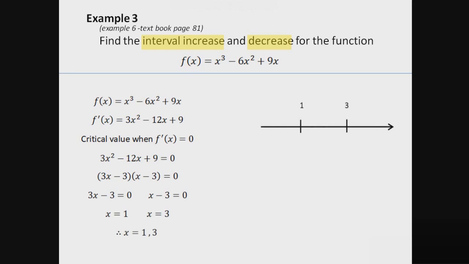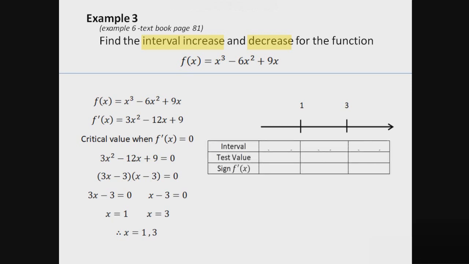So these are the critical values. Step number 2, we have to arrange these critical values in ascending order and partition the domain of f(x) into various intervals using the critical values. So in this case, we have to partition it into 3 different open intervals. So let's start with the left-hand side first. At this interval, we can say it as the open interval of -infinity up to 1. At the middle here, we will get the open interval of 1 up to 3. And at the right-hand side here, we will get the open interval of 3 up to positive infinity.